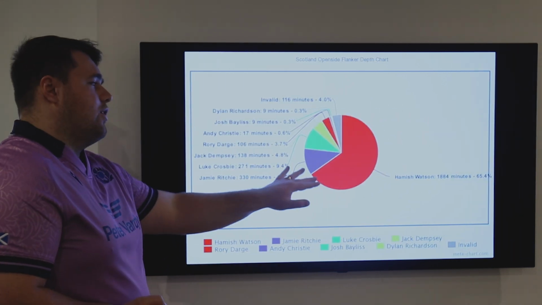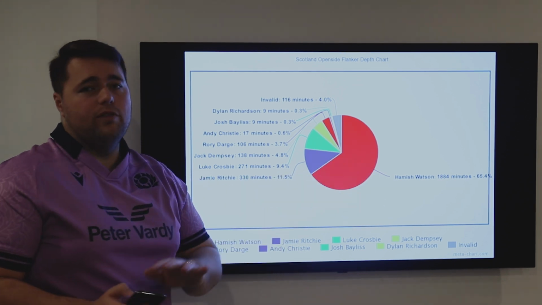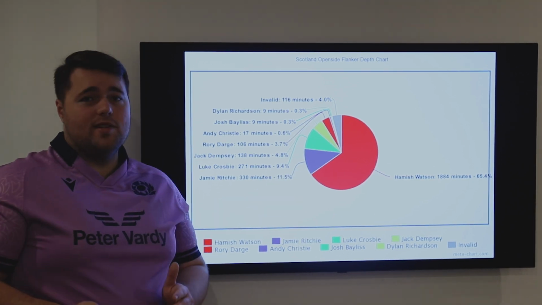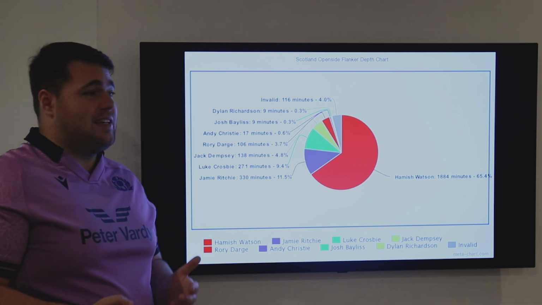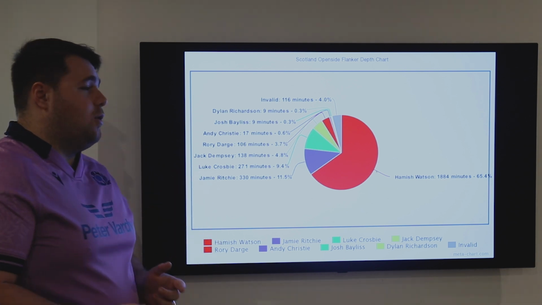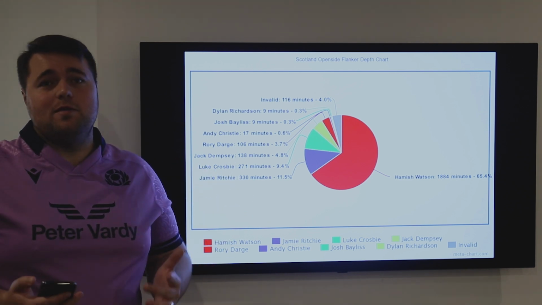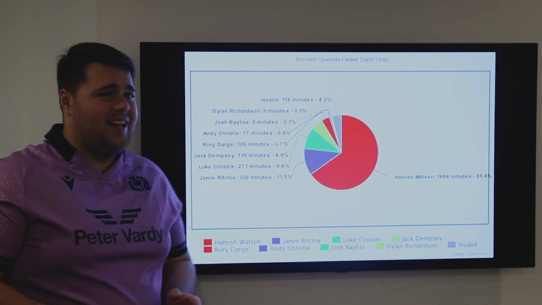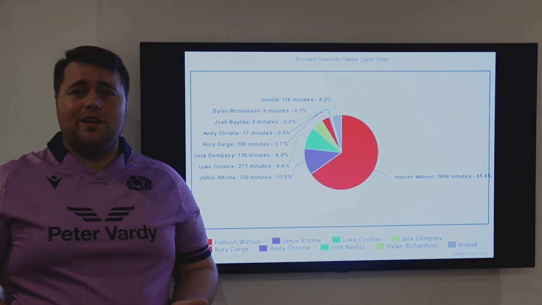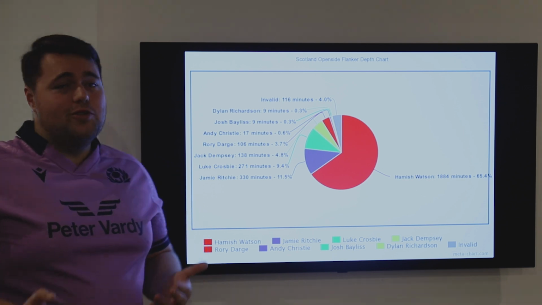It's not as bad over at open side flanker. We can see Hamish Watson with about 66% of the chart, 1,884 minutes, with Jamie Ritchie also backing up Watson as second place on the open side flanker depth chart. It's okay though, Luke Crosby, a very decent option. Jack Dempsey, he'll be getting a fair bit of game time off the bench. And obviously Rory Darge has established himself as a member in the squad, so I'm not as worried about Hamish Watson as this year they finally started just preparing for the eventual downfall of him that could happen, as he's barely ever been injured during the Townsend era.